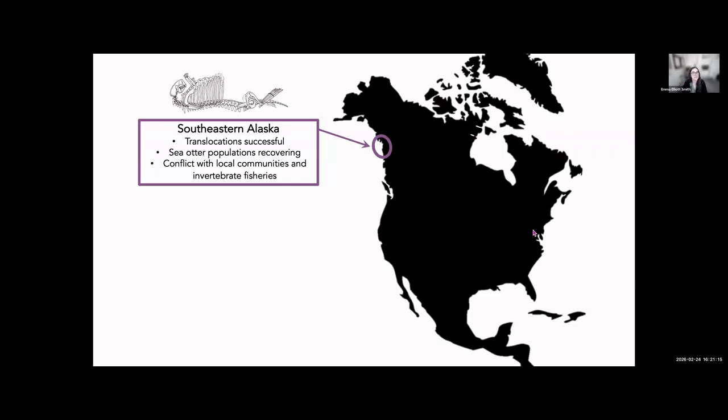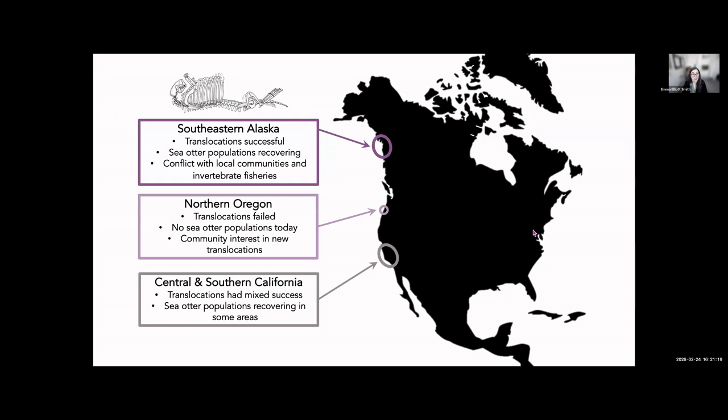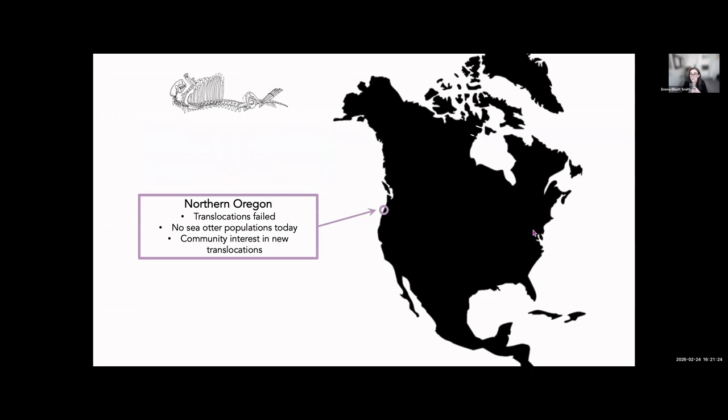And now we're gonna basically start moving down the coast and making some more regional comparisons. So we'll start with Northern Oregon. And as I mentioned, this is an area where translocation attempts occurred in the 1960s, but these efforts failed. So there are no established populations of sea otters today. You will occasionally see transient individuals coming down from Washington, but no established populations.